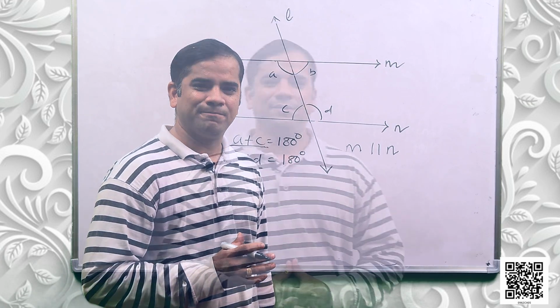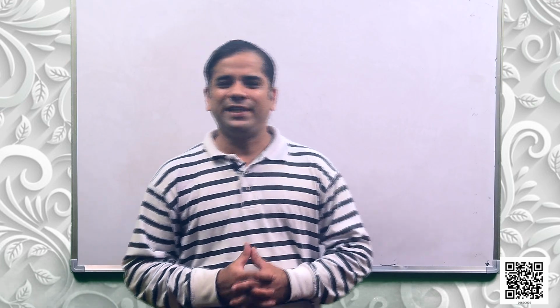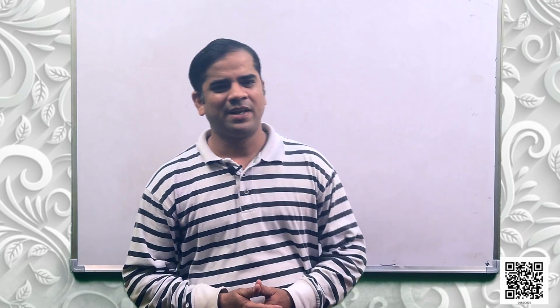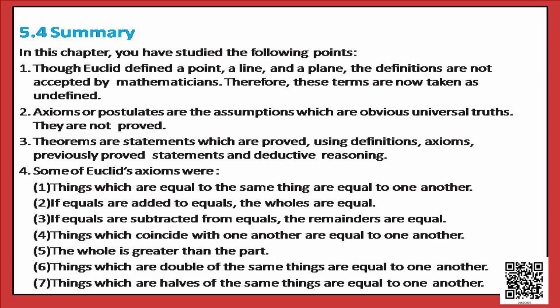Clear? So, dear students, with this I am going to conclude this chapter. Before that, let us discuss the summary again. In this chapter, we have studied the following points. First, though Euclid defined a point, a line and a plane, the definitions are not accepted by mathematicians. Therefore, these terms are now taken as undefined.